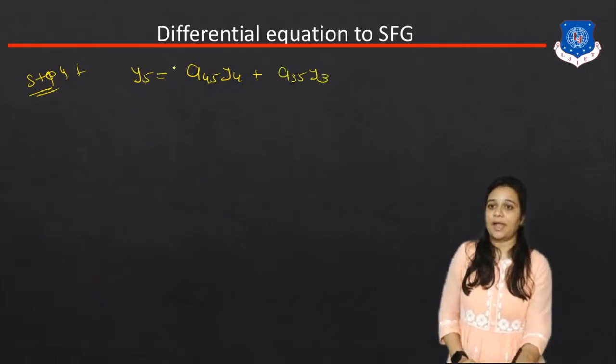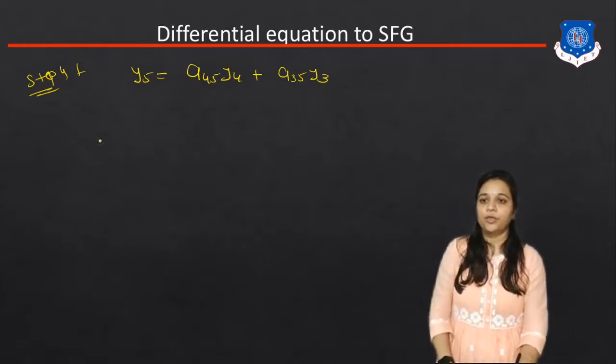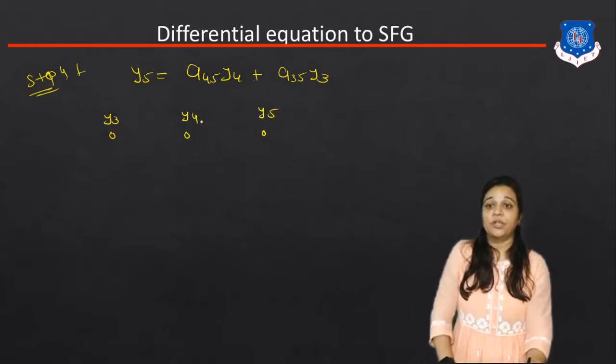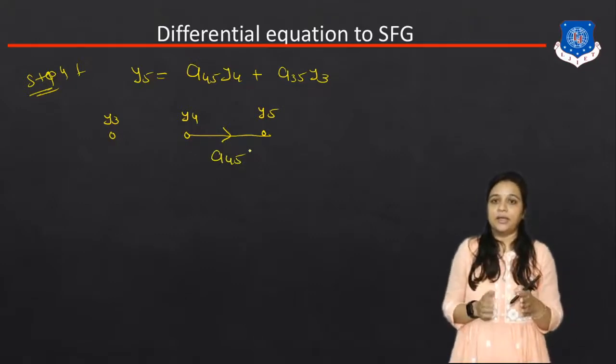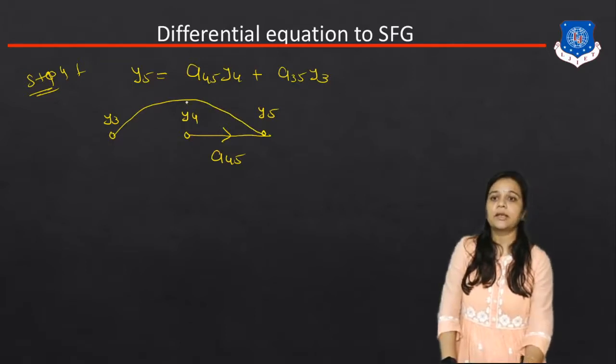Y5 is my output for this particular equation, and y4 and y3 are inputs. So you have to put three nodes here: y3, y4 and y5. Now for a45 y4, starting from y4 and ending at y5, the gain of these two nodes is a45. Clear? Now for the second term, a35 y3, that means starting from y3 and ending at y5, and the gain will be a35.